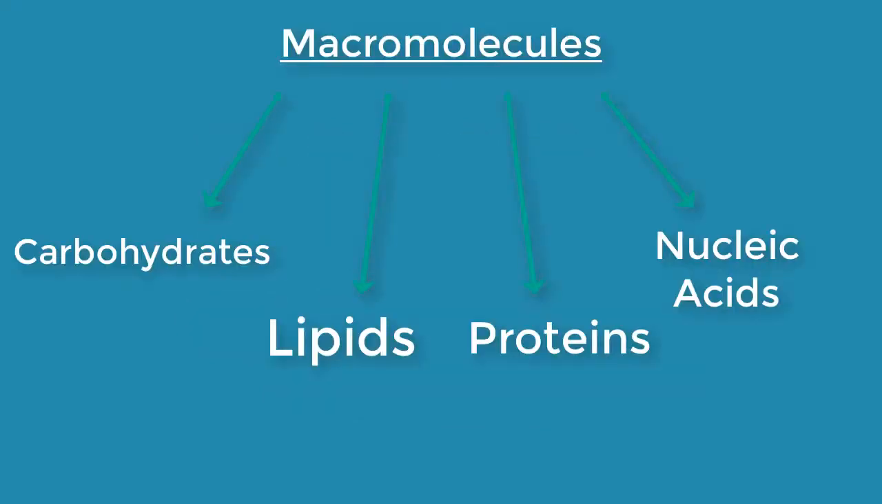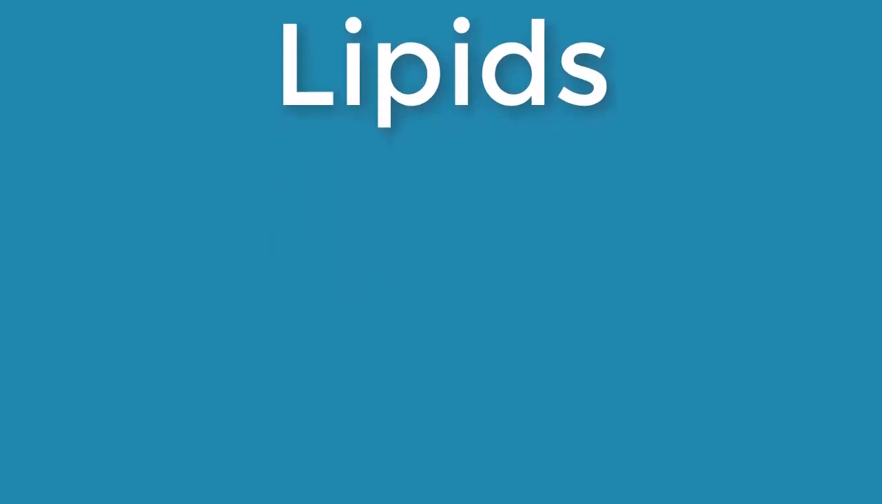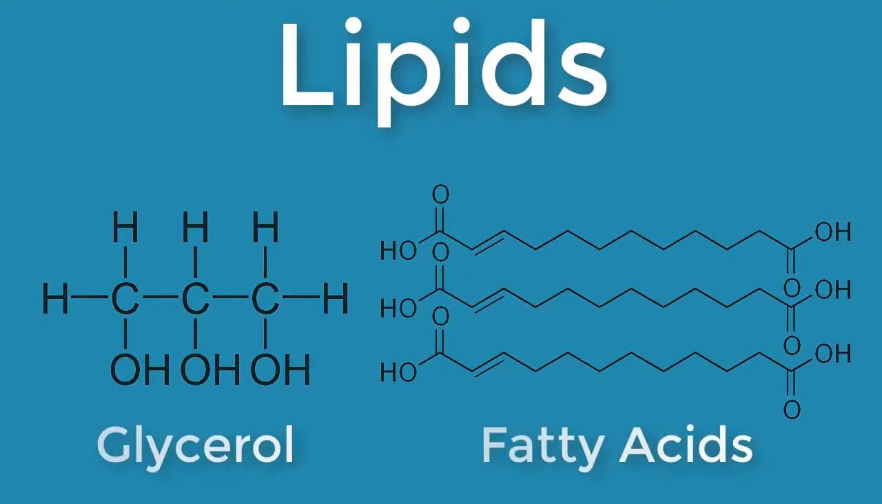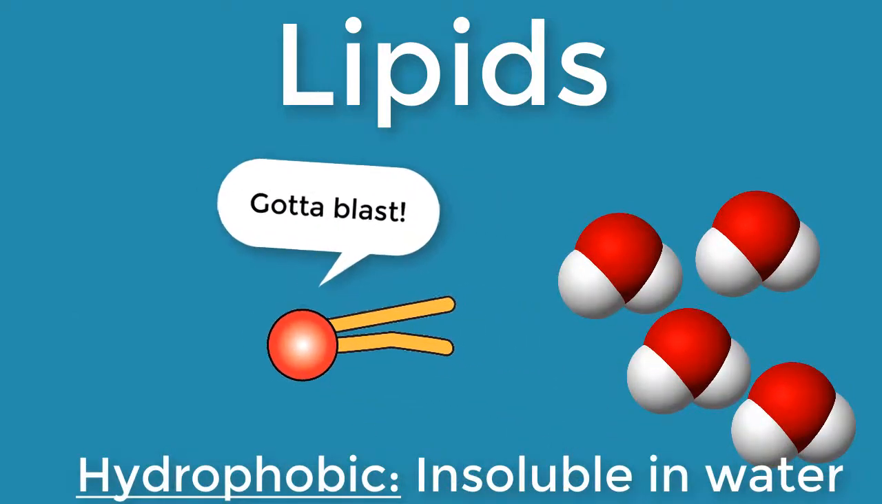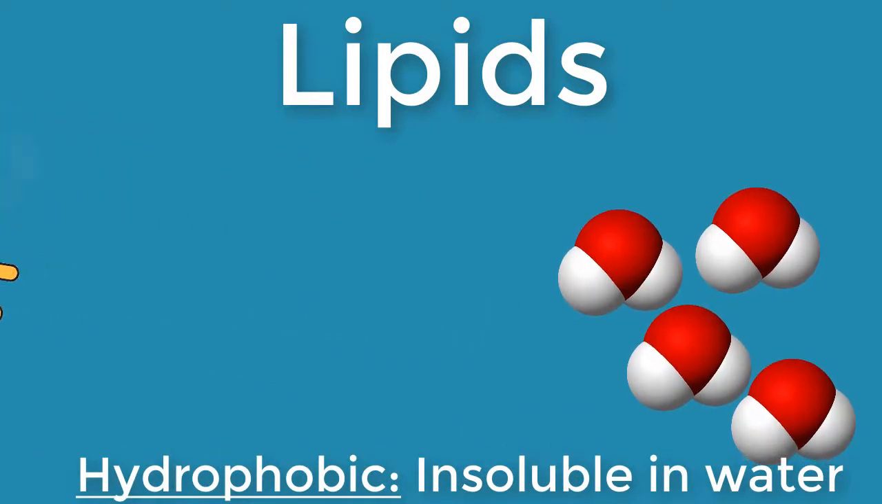Lipids are one of the four macromolecules in biochemistry. Commonly referred to as fat, these molecules are a polymer of glycerol and fatty acids. Elements that you see in lipids include carbon, hydrogen, and oxygen. Lipids are hydrophobic, meaning they are insoluble in water.